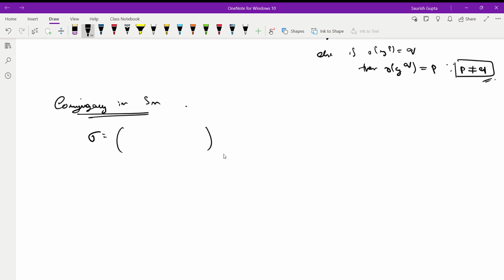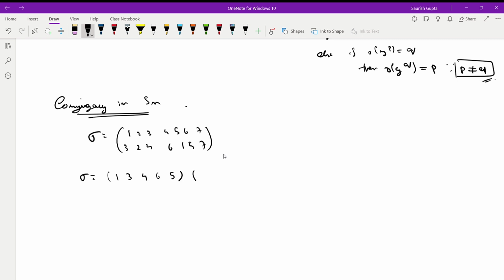We know that every permutation can be represented as a product of disjoint cycles. Say sigma is 1, 2, 3, 4, 5, 6, 7 mapping to 3, 2, 4, 6, 1, 5, 7. Then sigma can be written as: 1 goes to 3, 3 goes to 4, 4 goes to 6, 6 goes to 5, 5 comes back to 1.